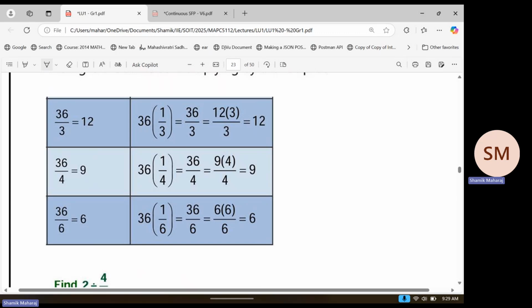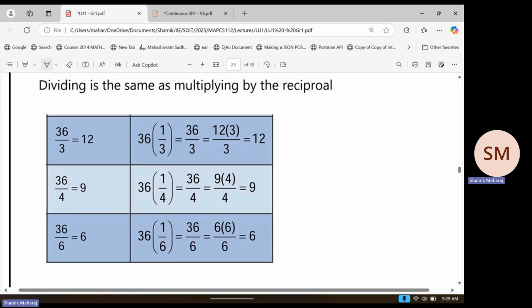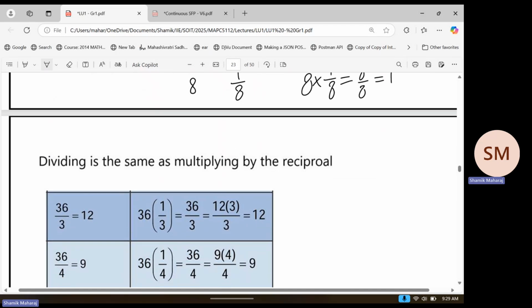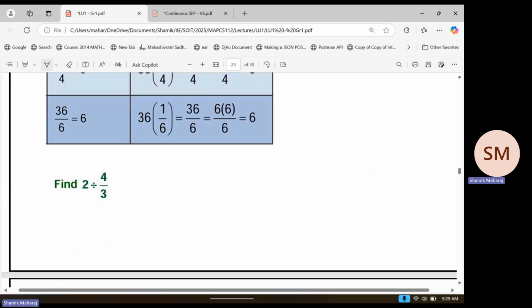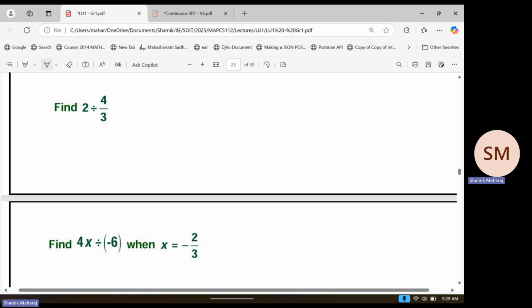So the principle here is that dividing is the same as multiplying by the reciprocal. I don't know why we're using a different word here. Multiplicative inverse, you can use that word. So for example, 2 divided by 4 over 3. Division looks a bit sinister sometimes, so it's better to write multiplication. 2 divided by 4 over 3 is the same as 2 multiplied by 3 over 4. You change the division to multiplication and invert the second fraction. Always remember, invert the second fraction, not the first. Some people invert the first, that's wrong. You'll get that wrong.